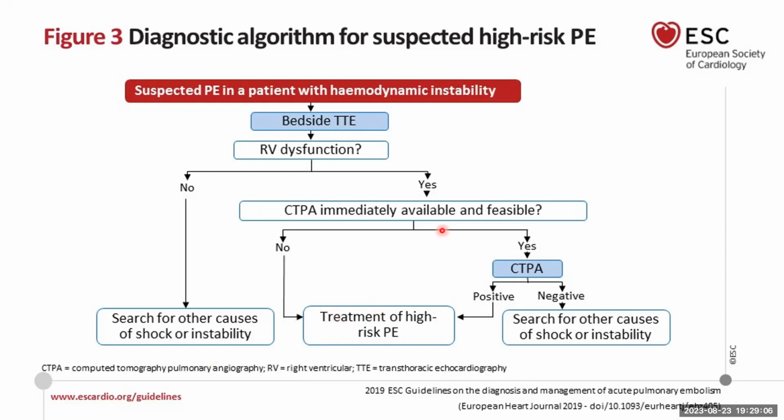So if CTPA is feasible and available, feasible because the patient may not be shiftable. In situations where you do an echo and you get RV dysfunction, but cannot do a CTPA, you are justified in treating the patient on the basis of your RV dysfunction. CTPA is not a must to treat such patients, and you can go ahead with thrombolysis. Otherwise, you do a CTPA. If it's positive, you go ahead with the treatment. If it's negative, you have to search for other causes.